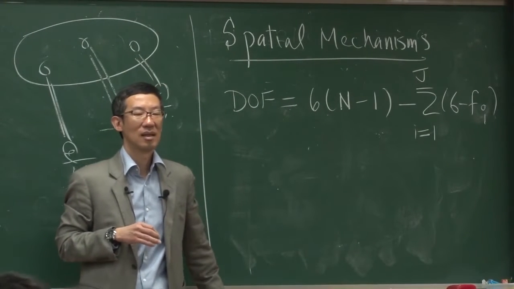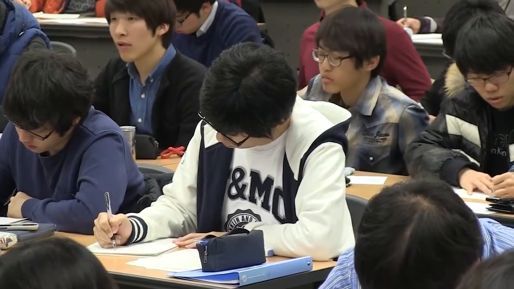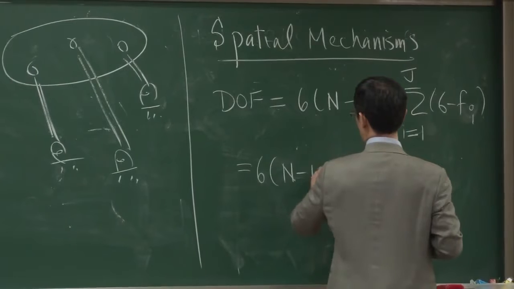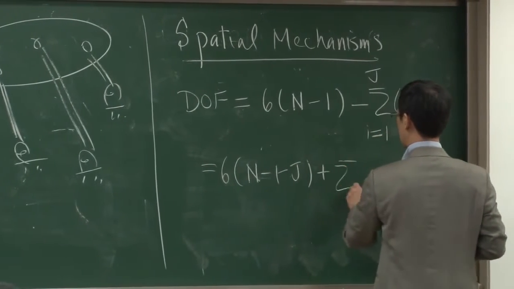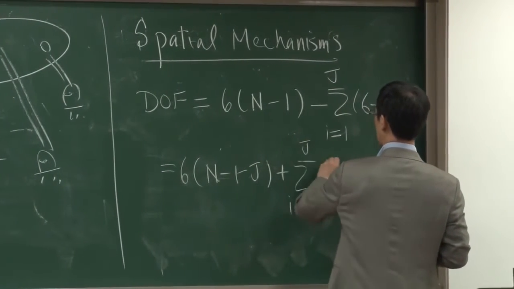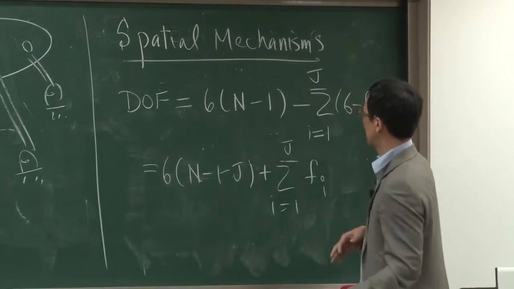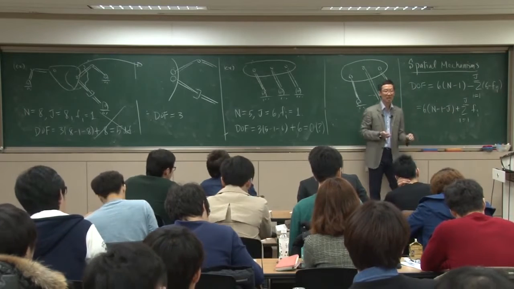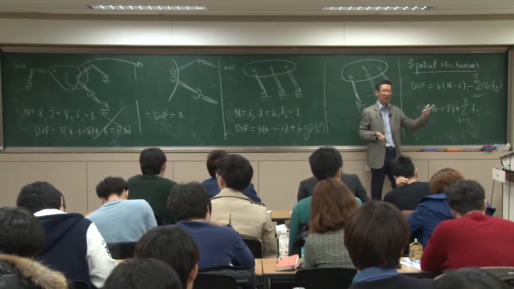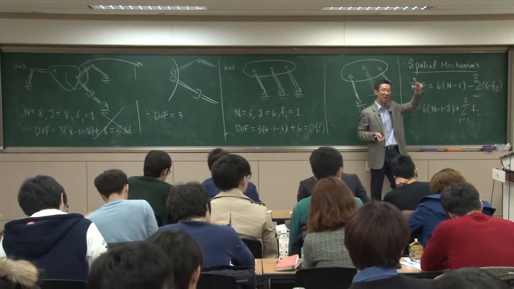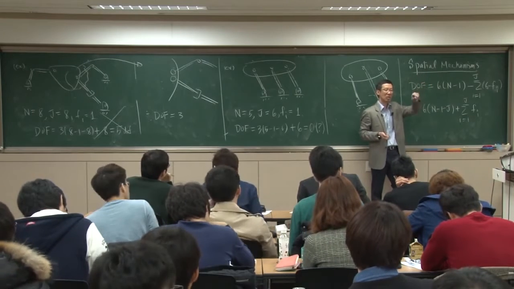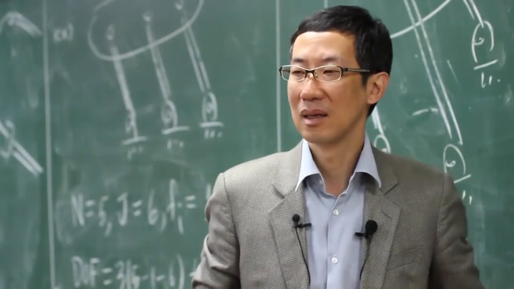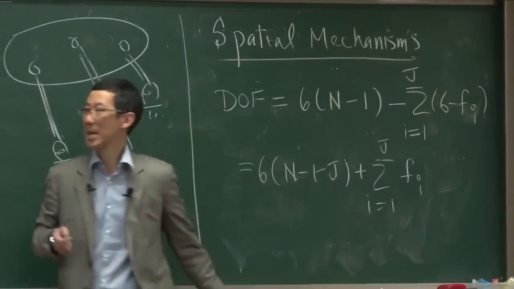All right. We can simplify this a little bit. N minus 1 minus j plus the sum from i equals 1 through j of f_i. So the reasoning is exactly the same as for the planar case. But now we just remember that a body or link in three-dimensional space requires 6 coordinates, not 3. So that's why 3 becomes 6 here. So here's our formula.